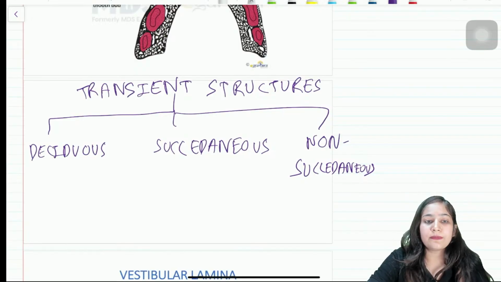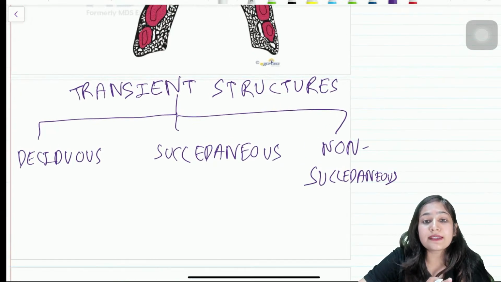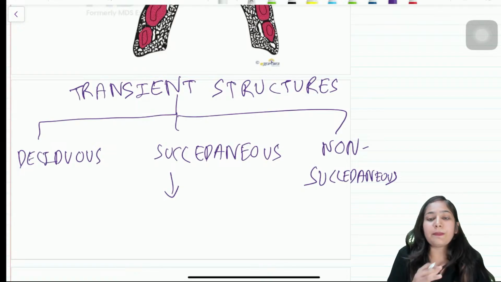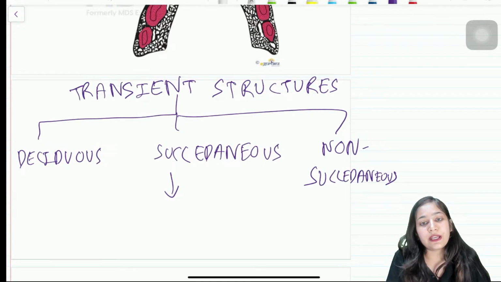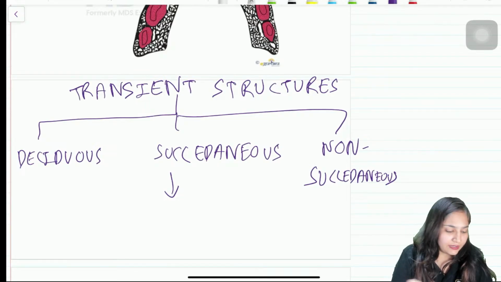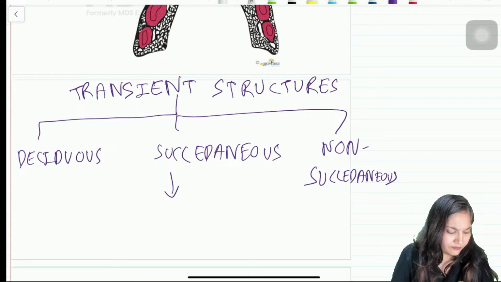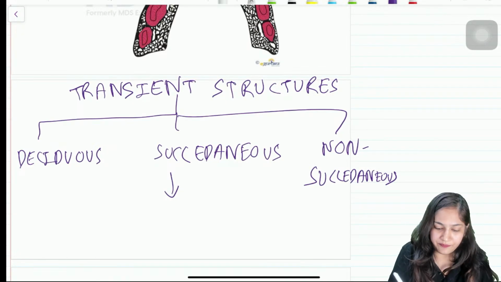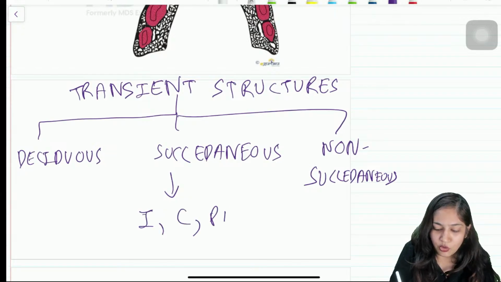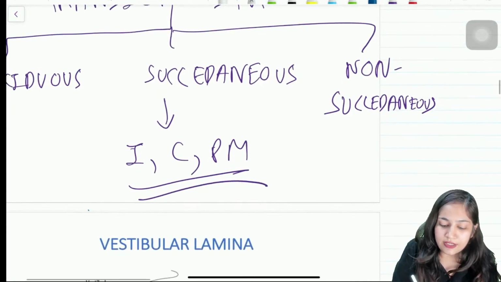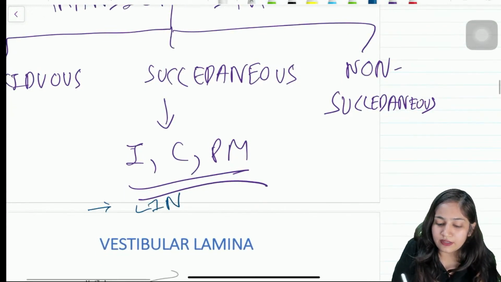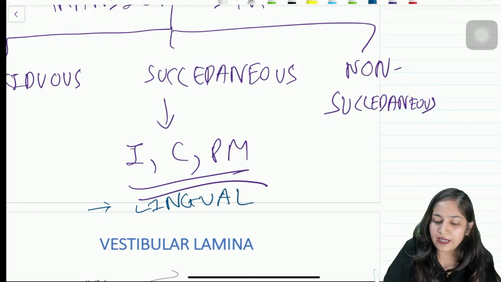What is a succedaneous tooth? Can anyone please help? They are the teeth which replace the primary teeth, right? Permanent incisors, canines and premolars will replace the primary teeth. So incisors, canines and premolars are mainly succedaneous teeth. They arise from which extension of the dental lamina? This is again an important MCQ question. Lingual extension. They arise from the lingual extension of the dental lamina.